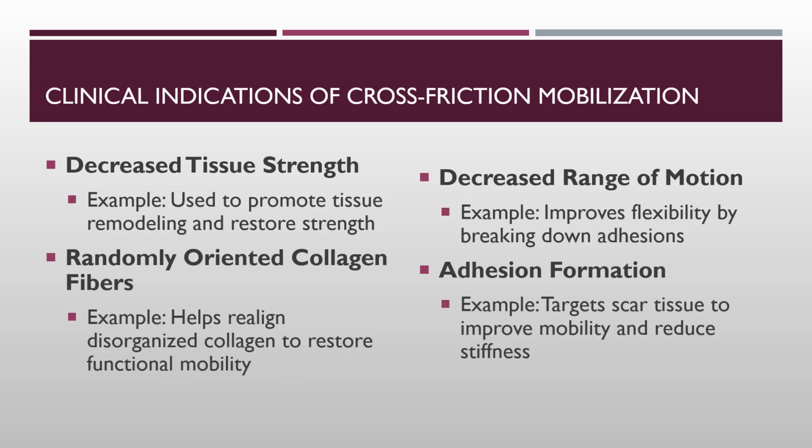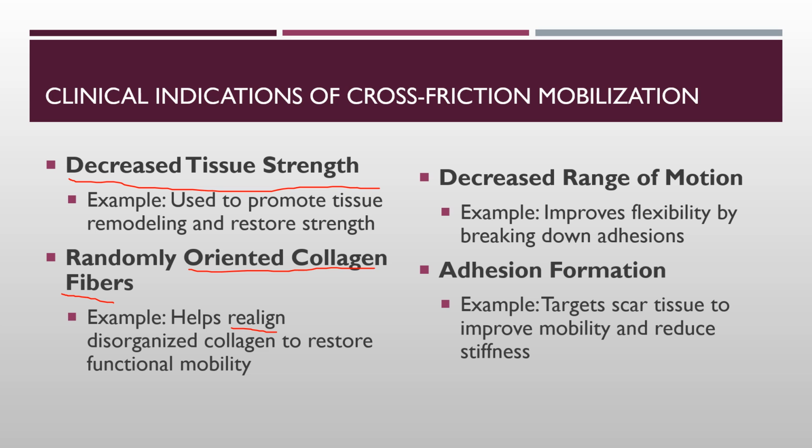And the last one here is indications for cross-friction mobilization. We're going to use this when we see decreased tissue strength. We're going to use this technique to help promote tissue remodeling and restore that resiliency of the tendon. If we have randomly oriented collagen fibers, again, this is going to help realign those disorganized fibers to restore functional mobility and improve that tissue resistance.